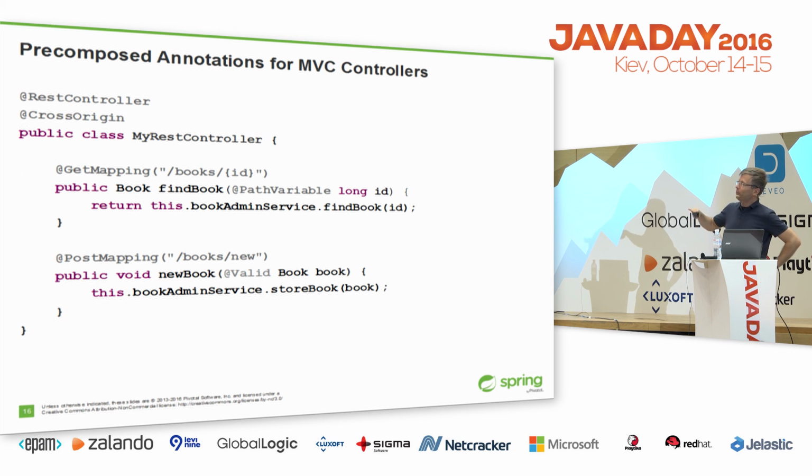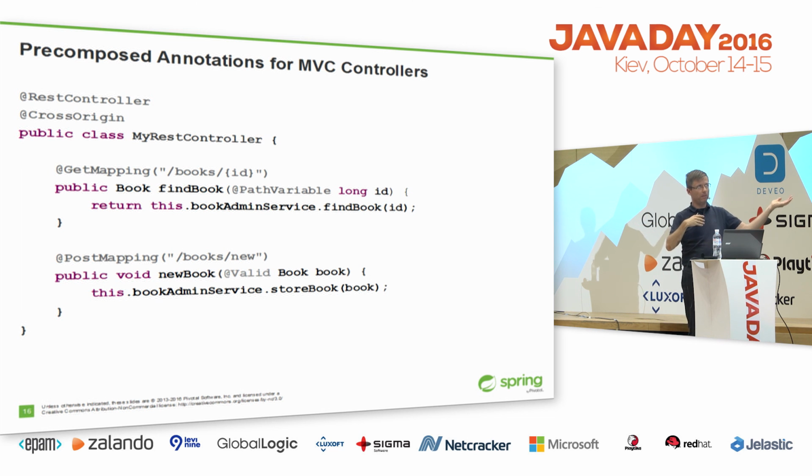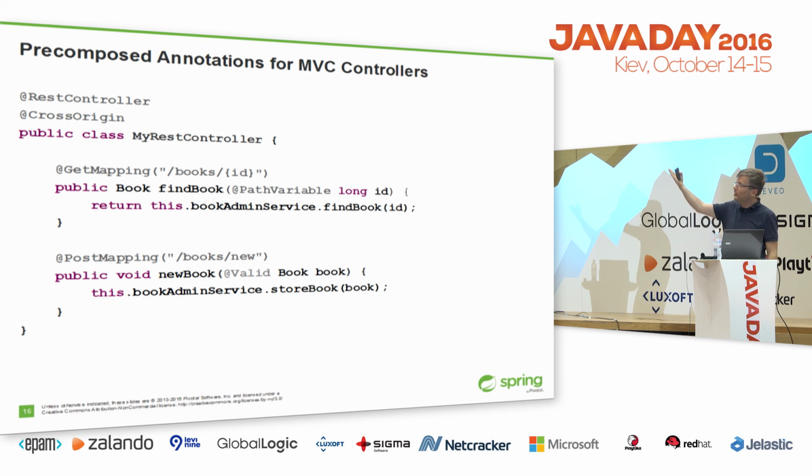As of Spring 4.3, we provide convenient mapping annotations called GetMapping, PostMapping, PutMapping, and so forth, that are basically just composed annotations along the lines of what we've been discussing before. Pre-composed annotations, but pretty convenient. They are making use of an annotation language feature. If you only provide one attribute for an annotation, you don't have to specify its name. You don't have to say path equals books ID. There can be a default attribute named value. We're making use of this here.